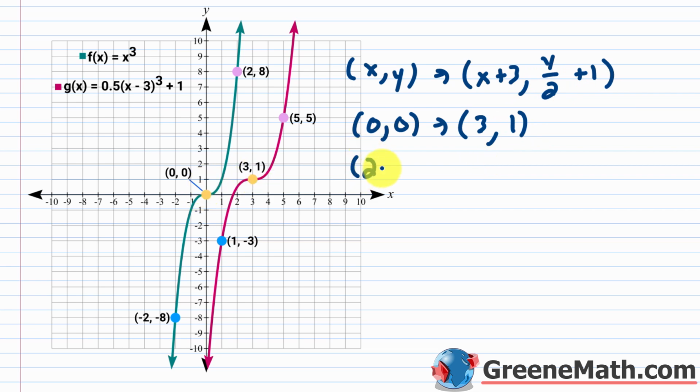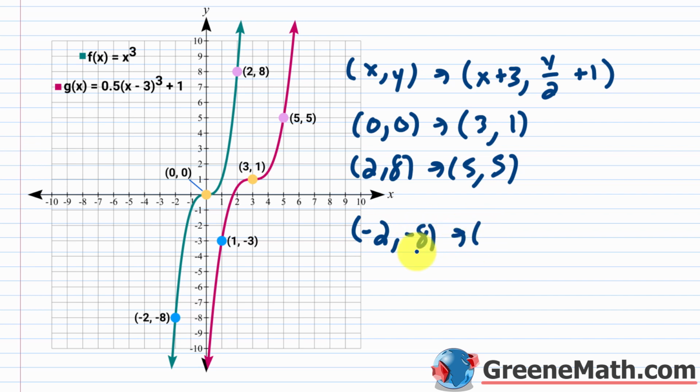Then something like, let's say 2, 8, that's going to go to 2 plus 3, that's 5. And then this would be 8. So 8 over 2 is 4. 4 plus 1 is 5. So this 2, 8 is going to go to 5, 5. And then the last point we'll do, you can do as many as you want. We have negative 2, negative 8. So that's going to go to negative 2 plus 3, that's going to be positive 1.